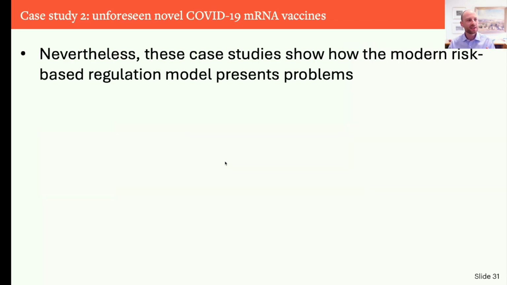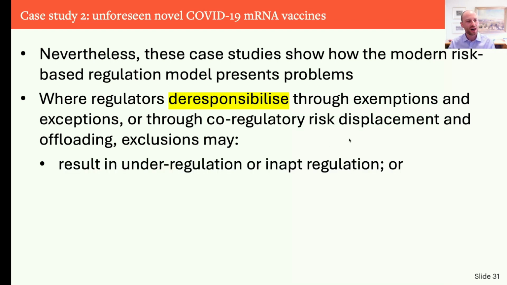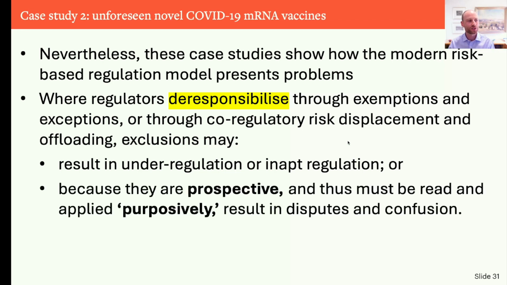However, these case studies, both the stem cells case study and the GMO case study, show how the modern risk-based regulation model presents problems. Where regulators de-responsibilize through exemptions and exceptions, or through co-regulatory risk displacement, the exclusions may result in under-regulation or inapt regulation, or because the regulations are prospectively written, they may be read and applied purposively, but this may result in disputes and confusion among members of the public.